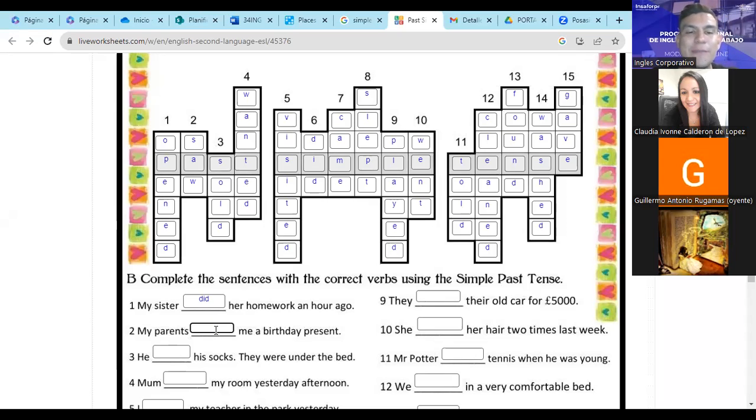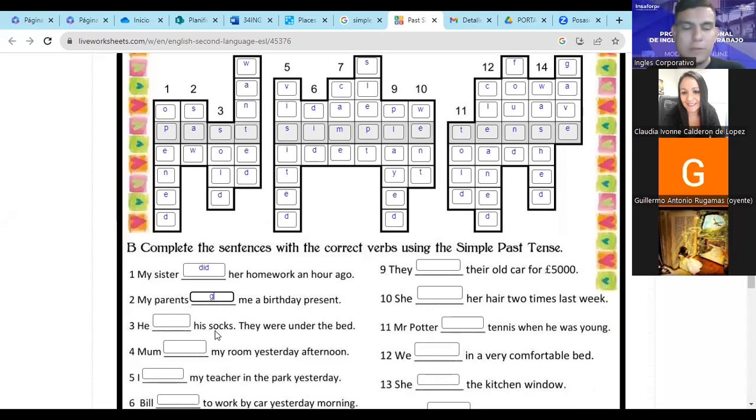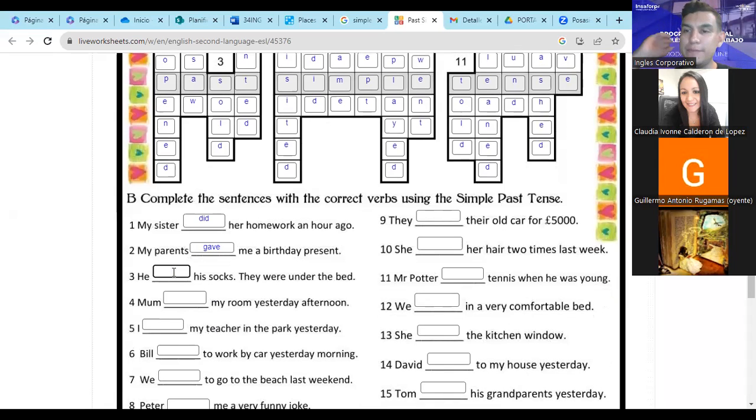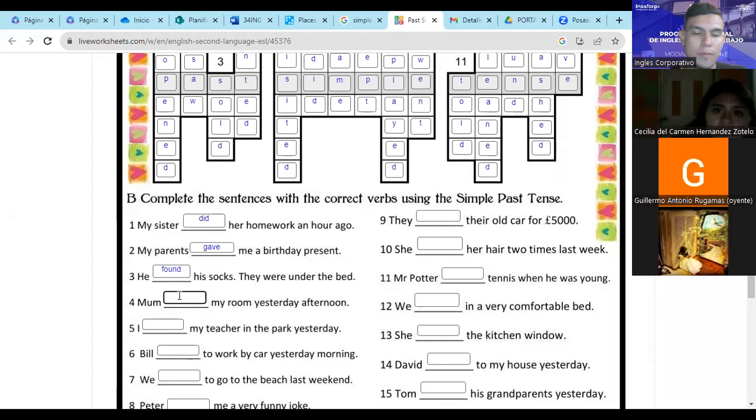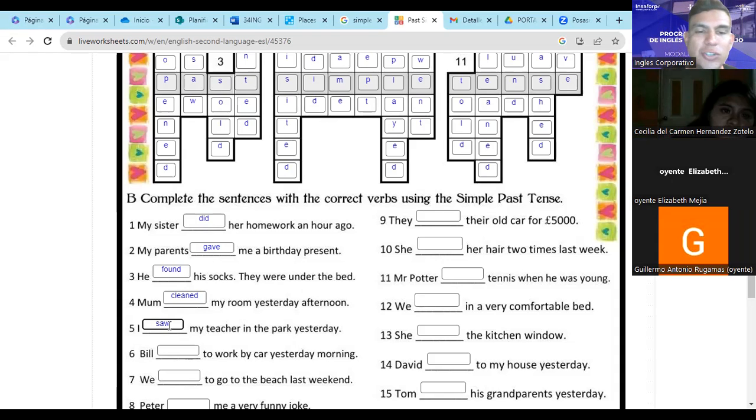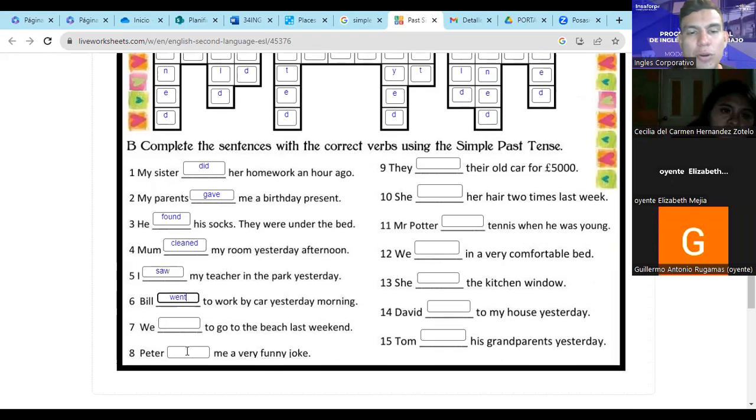Number two, my parents gave me a birthday present. Number three, he found his socks. Number four, mom cleaned my room yesterday. Number five, I saw my teacher in the park yesterday. Number six, Bill went to work by car yesterday.